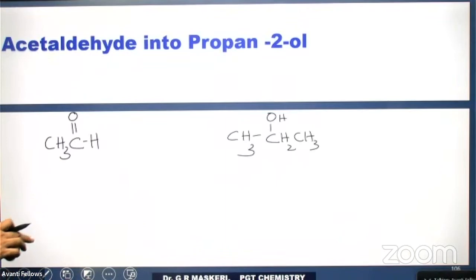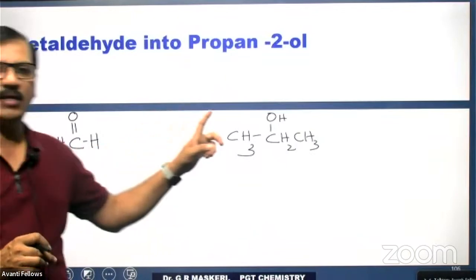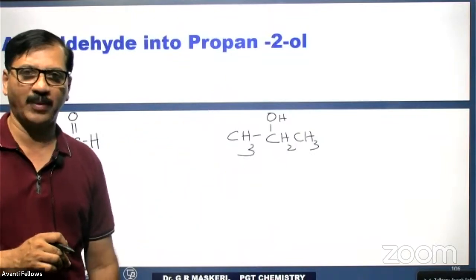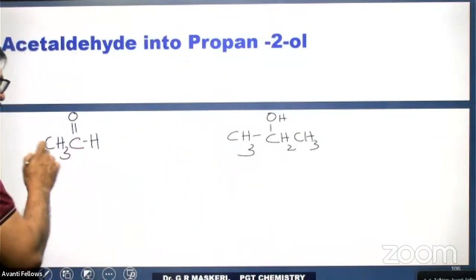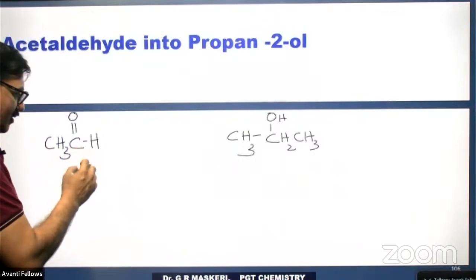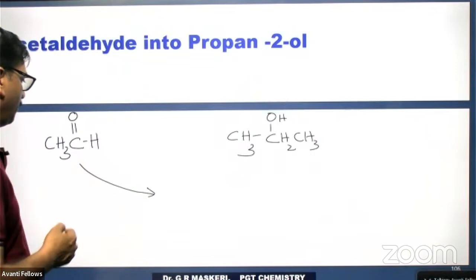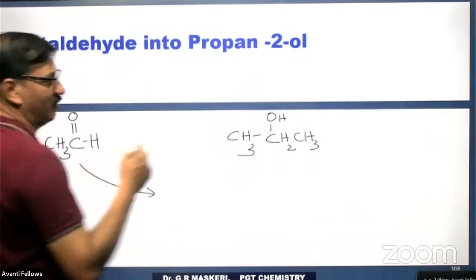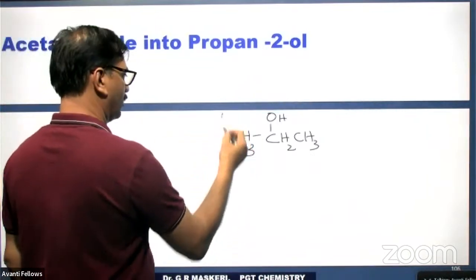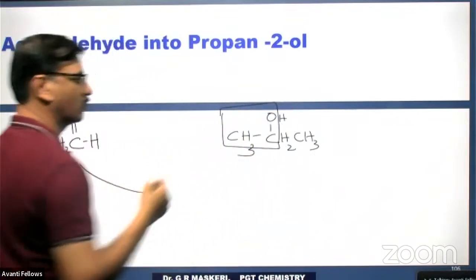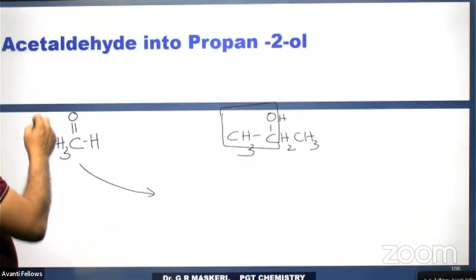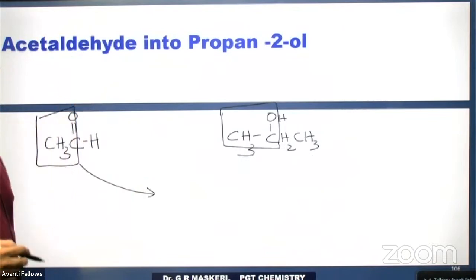Now coming to the other one, acetaldehyde to propan-2-ol. Here also, depending upon the necessity, we have to add the Grignard reagent. Two carbon atoms are there; this skeleton is already there. Compare this skeleton. So one more CH3 is to be added.